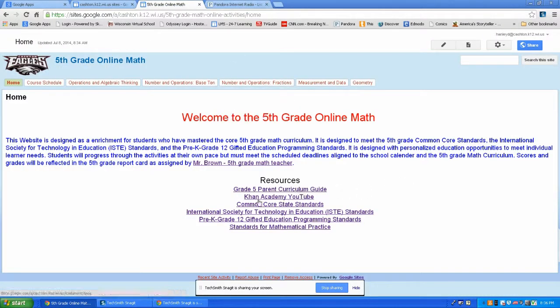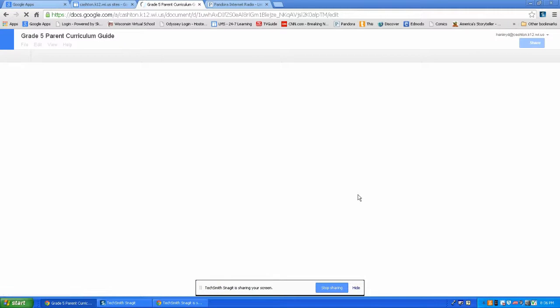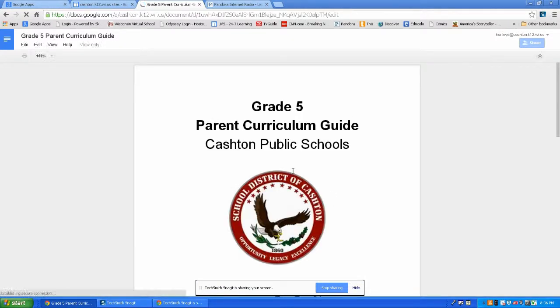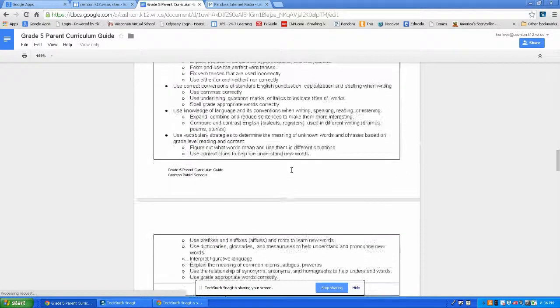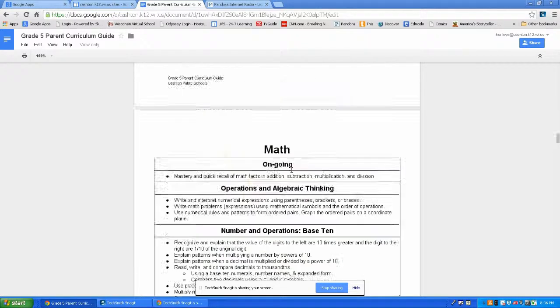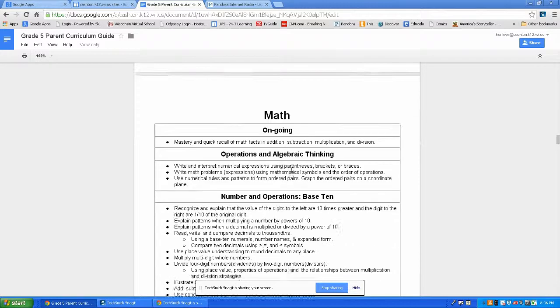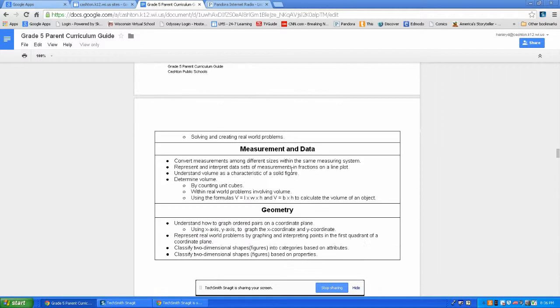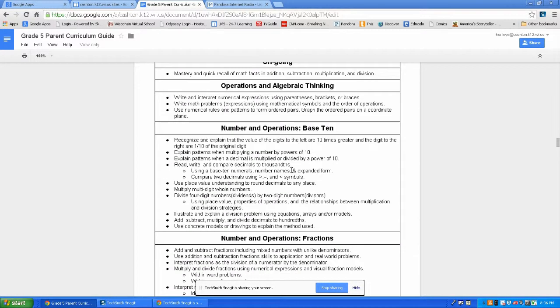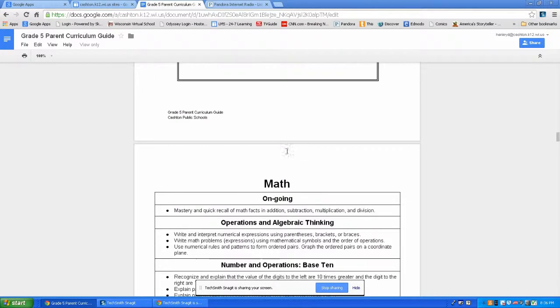There is resources. There is a link to the grade 5 parent curriculum guide, which would then describe, as we scroll down through to the math section, the students would be able to see, and any parents looking at this would be able to see what is on the math curriculum for the fifth grade.